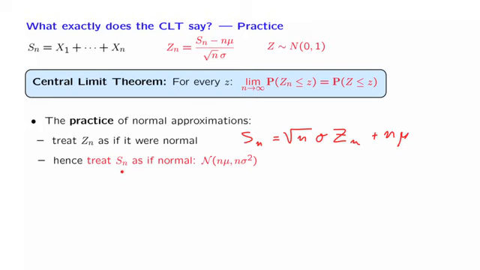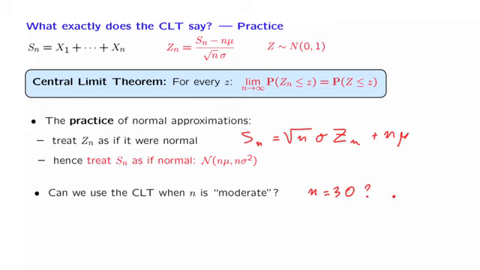Now, in practice, can we use the central limit theorem when n is moderate? For example, if n is 30. Can you apply the central limit theorem? This is a relation that's true in the limit of very large n. How large should n be? It turns out that the central limit theorem gives us very good approximations even when n has moderately small values. Now, these approximations sometimes will be better and sometimes worse.